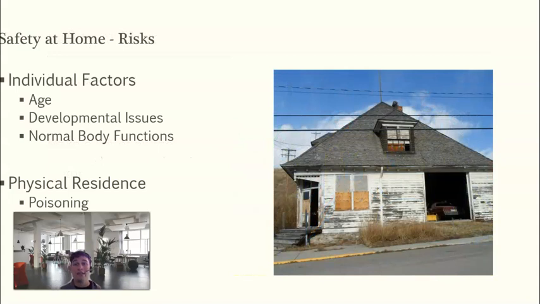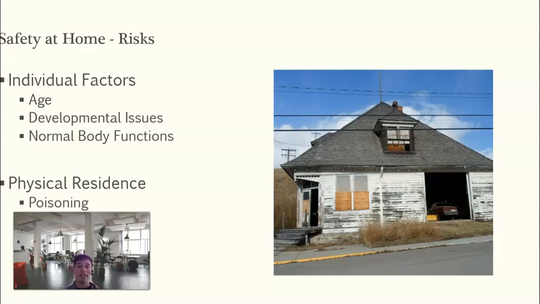So we're going to look at safety at the home and risks. You have individual factors, actually the patient themselves. What is their age and what is their development status? Are they able to function highly safely in a home setting? And what is the status of potential normal body functions or potential limitations there?